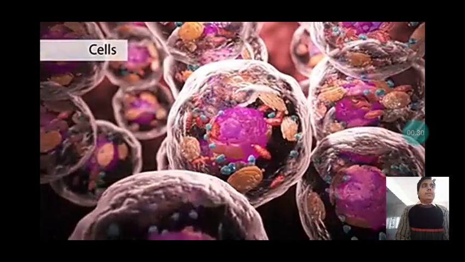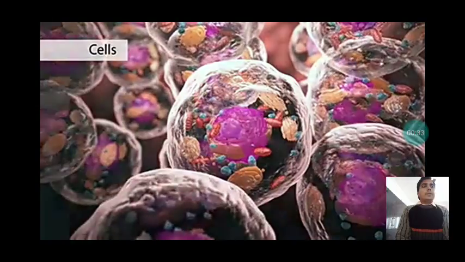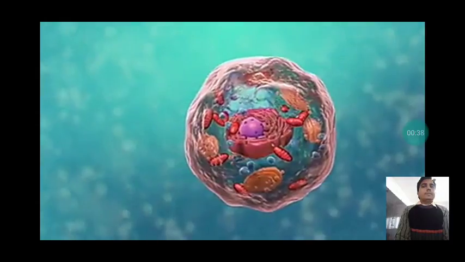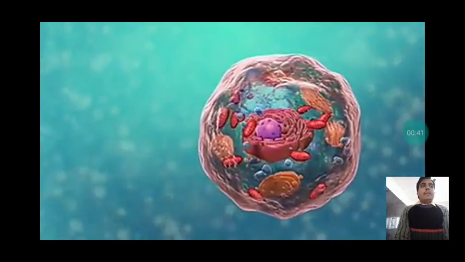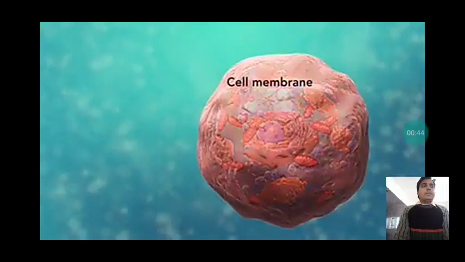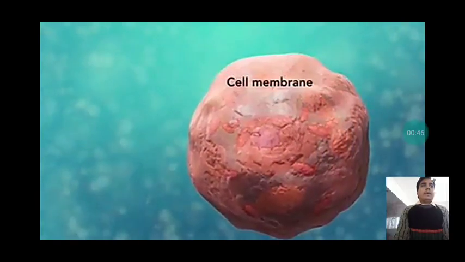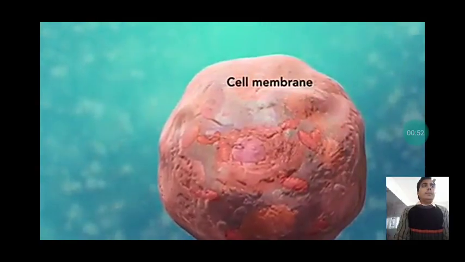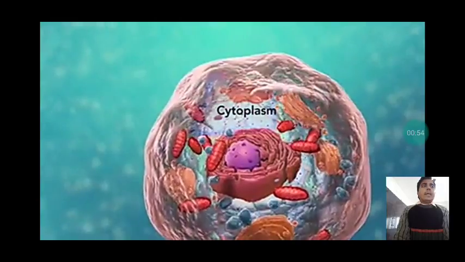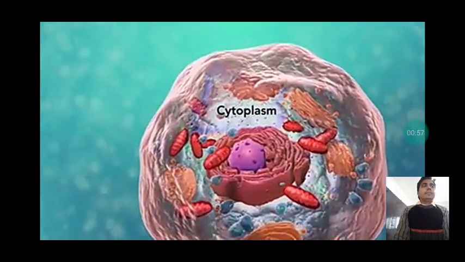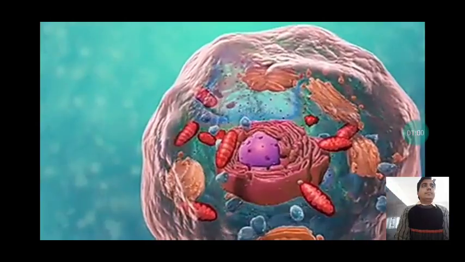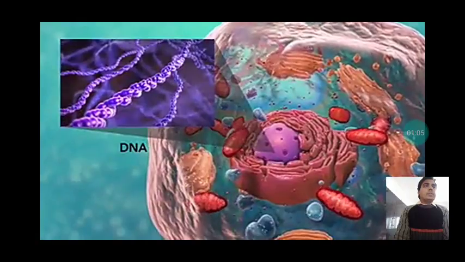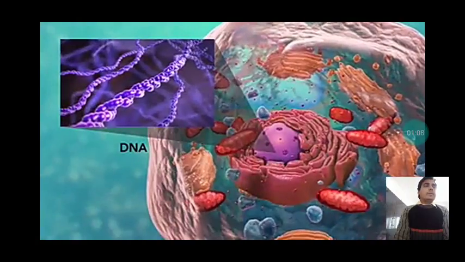All cells have three things in common, no matter what type of cell they are. All cells have a cell membrane, which separates the inside of the cell from its environment. Cytoplasm, which is a jelly-like fluid. And DNA, which is the cell's genetic material.